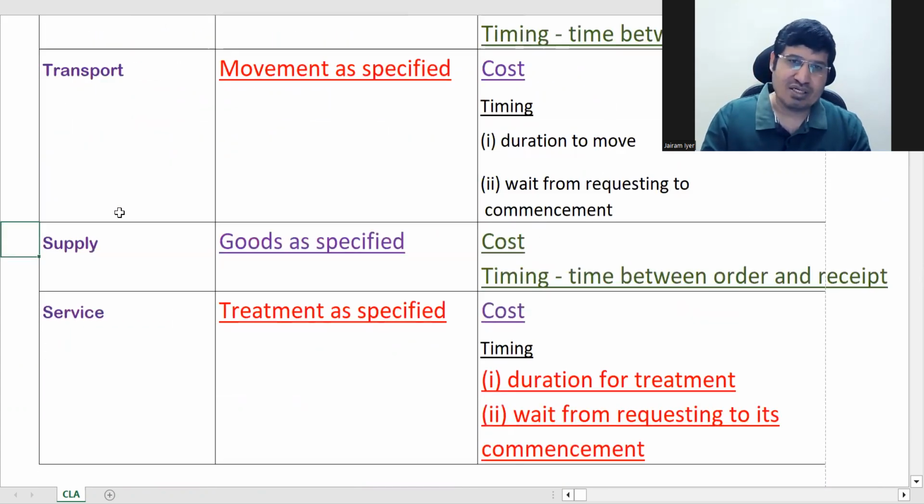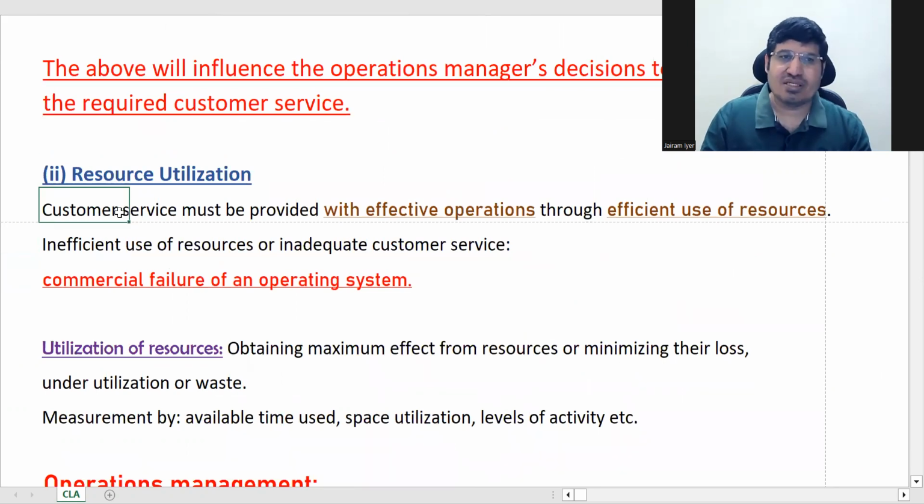Okay, right? So this is customer service. So we had seen there are two main objectives of operations management: customer service and resource utilization.